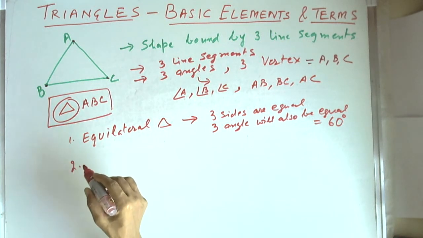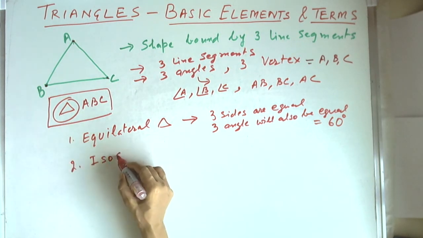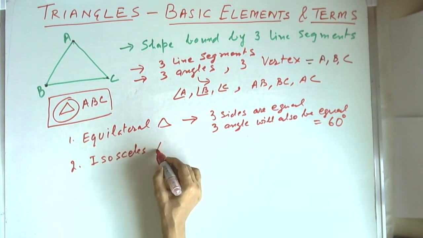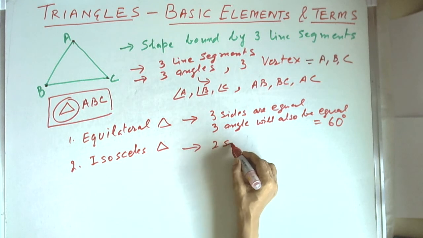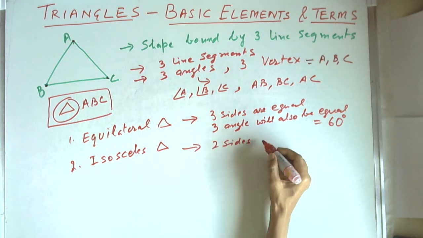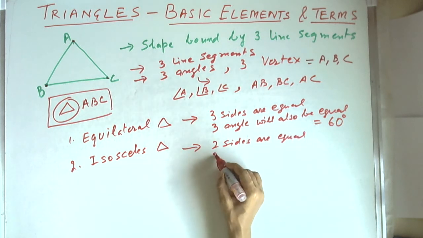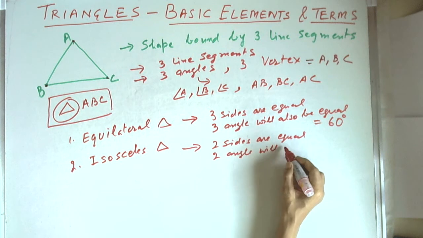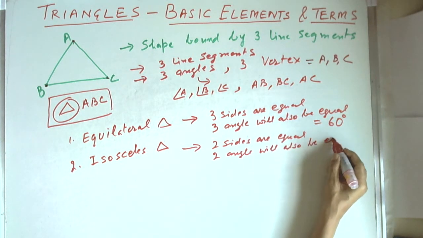The second type of triangle is called an isosceles triangle. In this triangle, two sides are equal, and then two angles will also be equal.